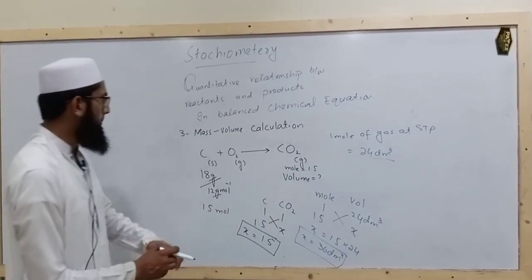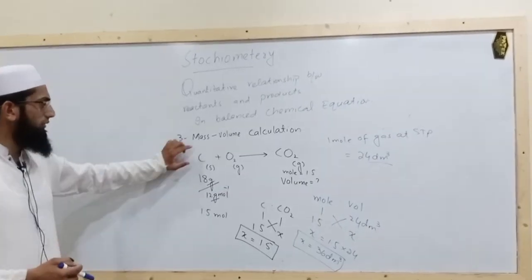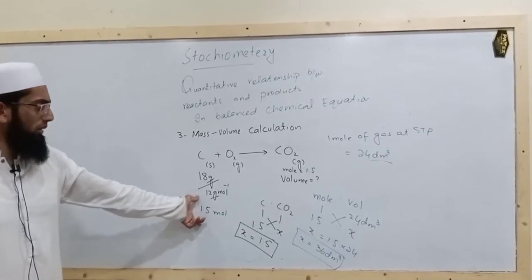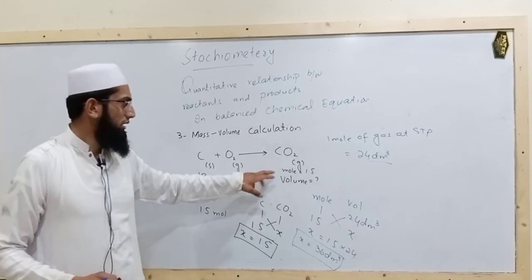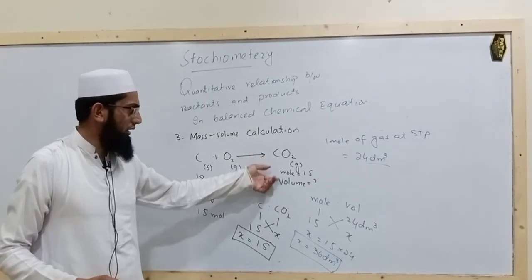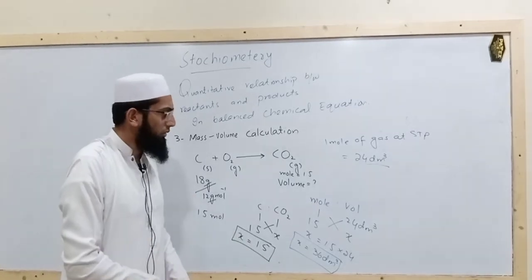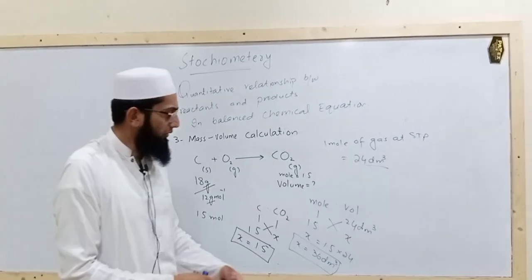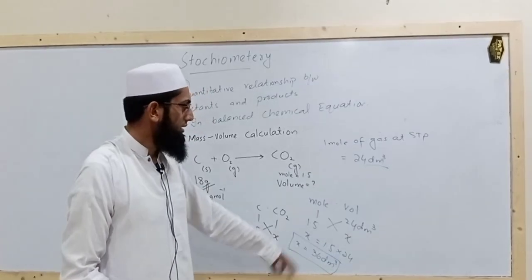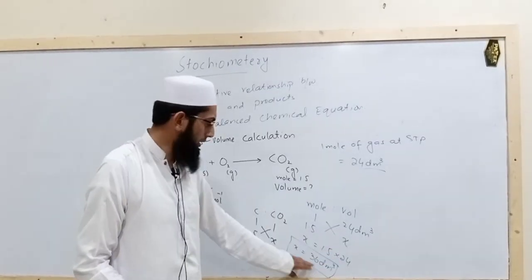Again, I am going to explain it. Mass to volume calculation means we were given the mass of one substance. We converted mass into its moles. We compare the moles of one reactant with the product. Okay, we found the mole of the product, and after calculating the moles of the product, we found the volume of the product by this method, means mole ratio volume. So 1 mole is equal to 24 dm3, and when we have 1.5 moles, what will be the volume of that gas? So by unity method, we found that X is equal to 1.5 multiplied by 24, and it becomes 36 dm3.